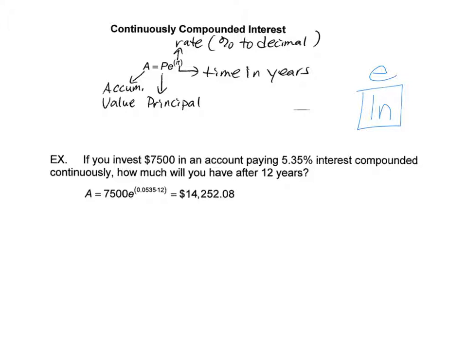If you invest $7,500 in an account paying 5.35% interest compounded continuously, that's the word you want to look for to know that you're using this formula that has the e in it. How much will you have after 12 years?